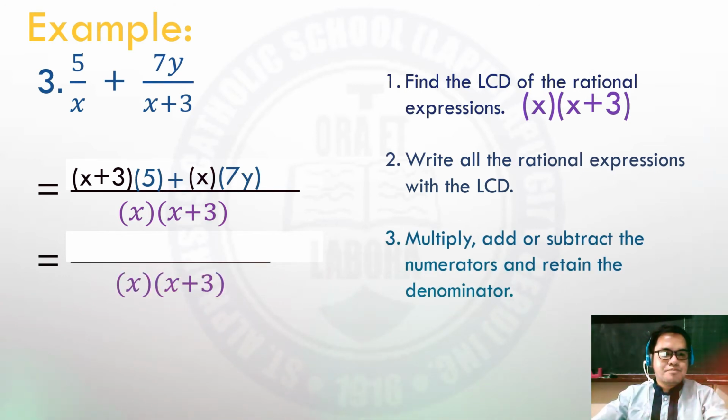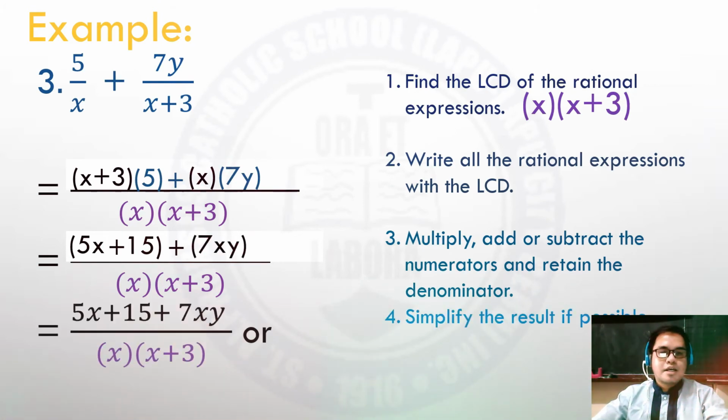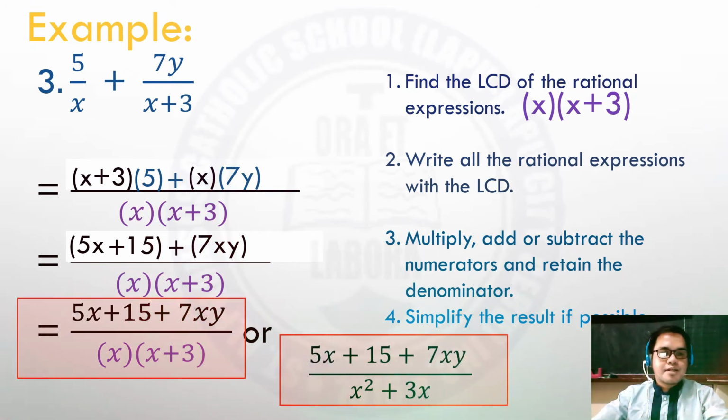And simplify them further, you will be getting x plus 3 times 5. So do the distribution process and you will be getting 5x plus 15 plus 7xy. And simplify further, we have 5x plus 15 plus 7xy over x plus 3. This is our final answer, or this must be our final answer.